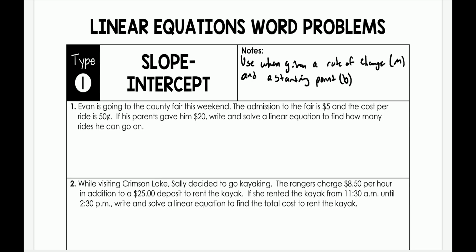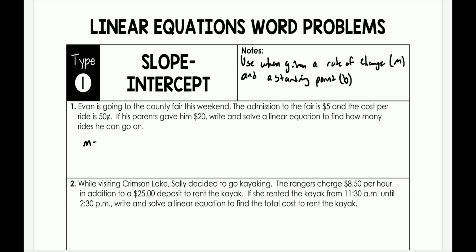So let's read number 1. We have Evan is going to the county fair this weekend. The admission to the fair is $5, and the cost per ride is 50 cents. If his parents gave him $20, write and solve a linear equation to find how many rides he can go on. So, first off, we're given a rate, and we're given a starting place. So we are able to find what M is and what B is. So let's go ahead and do that.